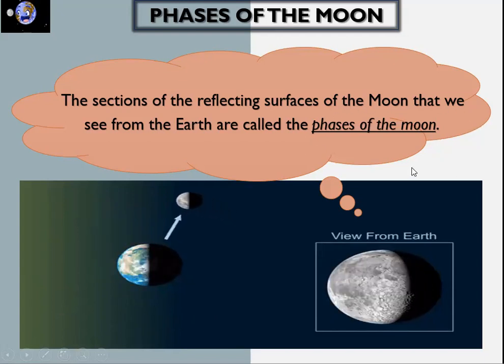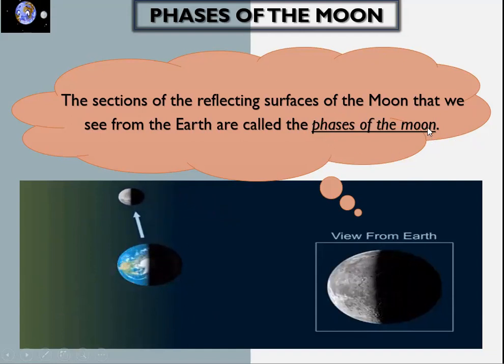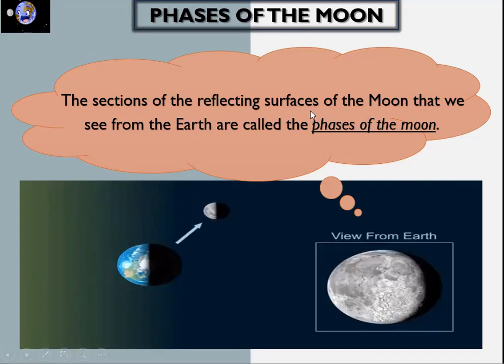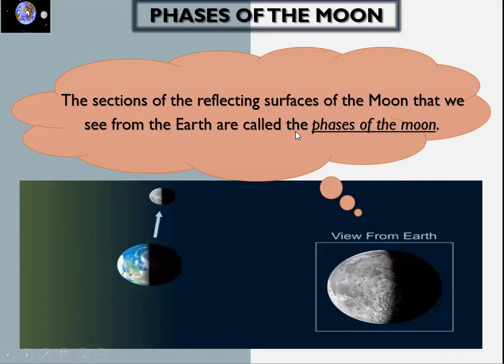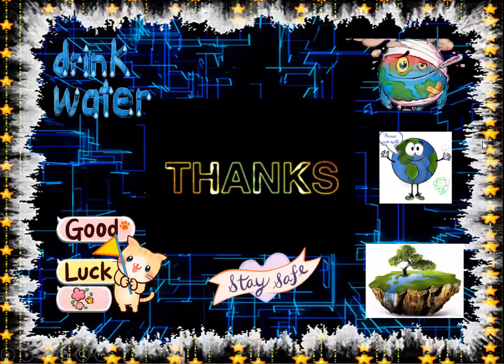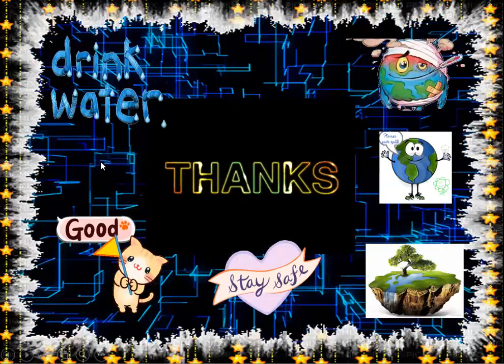The sections of the reflecting surface of the moon that we see from the earth are called the phases of the moon. What is called the phases of the moon? The sections of the reflecting surface of the moon that we see from the earth are called the phases of the moon. That will be all for today, students.